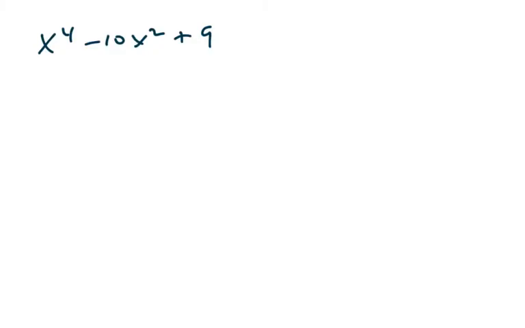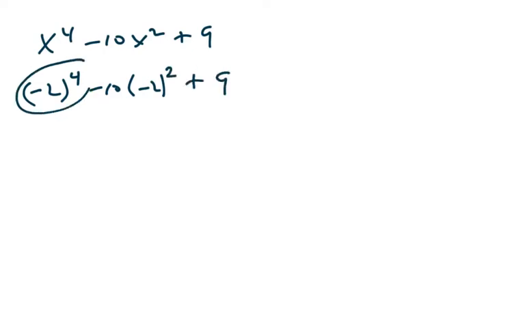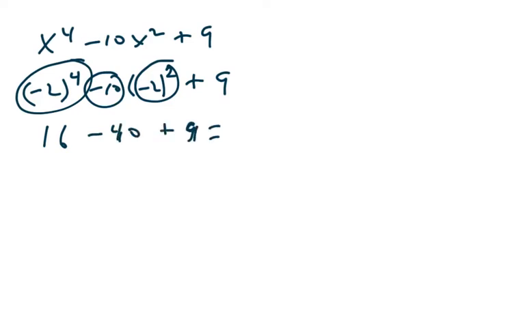So as I was saying, we're going to start by plugging in negative 2. Why negative 2? It's because it's between negative 3 and negative 1, our zeros. So we're going to do negative 2 to the 4 minus 10 and so on. We're literally plugging it into the function, the equation. Now, negative 2 to the 4 is positive 16. Negative 2 squared is a positive 4 times negative 10 is a negative 40 plus 9. So if you do your math here correctly, guys, you're going to get a big negative number, right?